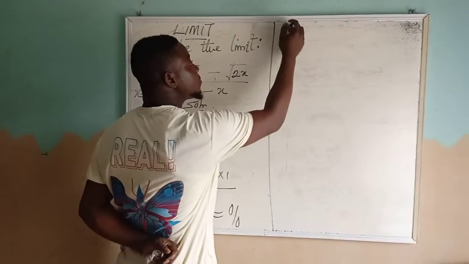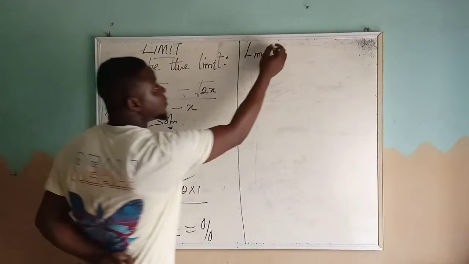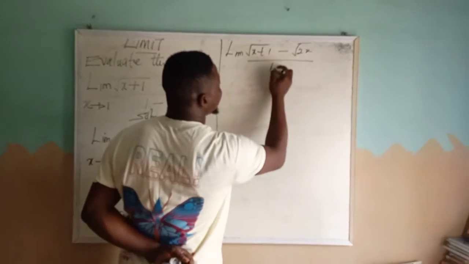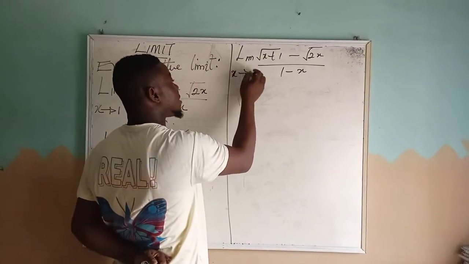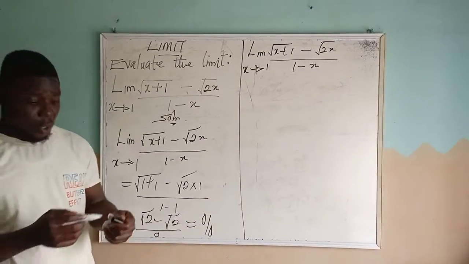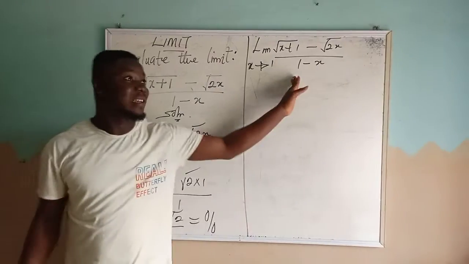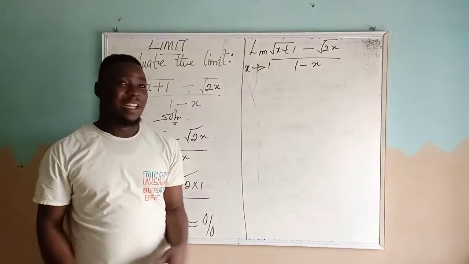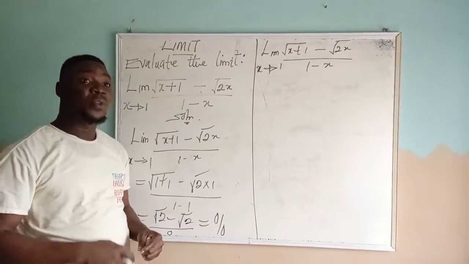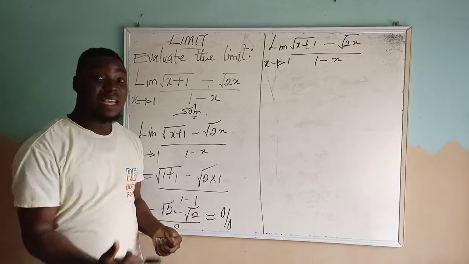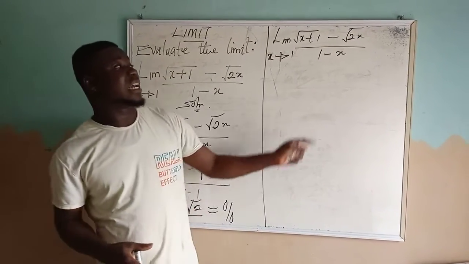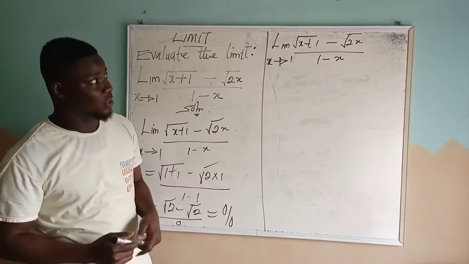So we have our limit of square root of x plus 1 minus square root of 2x divided by 1 minus x as x approaches 1. Of course, just the way we normally rationalize in SS, we normally rationalize the denominator. But you can also rationalize what? The numerator. Depending on where the root is or depending on what you want to rationalize. You can rationalize the numerator, you can also rationalize the denominator. So in this case, you are going to be rationalizing the what? The numerator. Sorry for that.